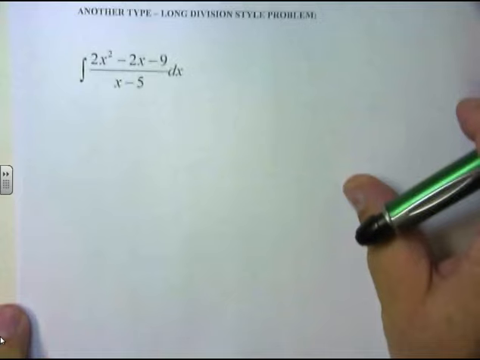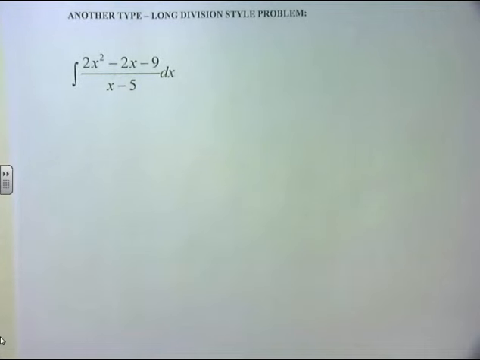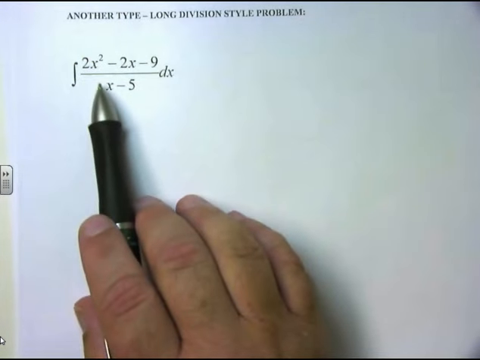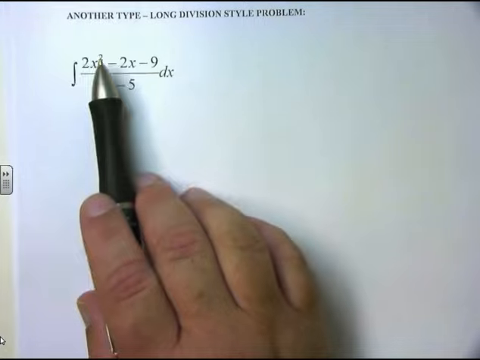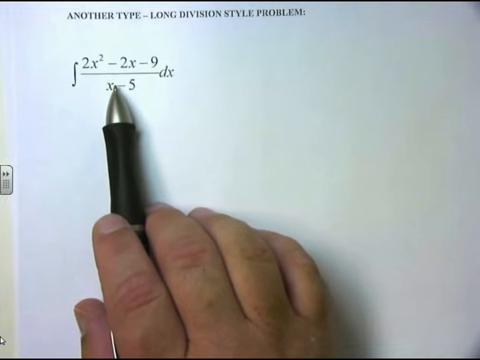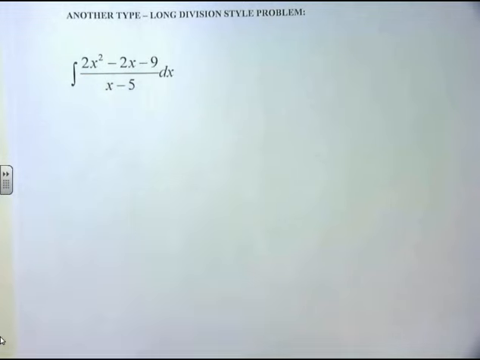The next example is this. I want to integrate 2x squared minus 2x minus 9 over x minus 5 dx. Now, this whole chapter is honestly about integrating fractions. But as we mentioned just a few seconds ago, you'll notice that this is not what we call a proper fraction. The degree of the top is bigger than the degree of the bottom. When I'm integrating fractions, I always want those numerators to be a lesser degree than the denominator.